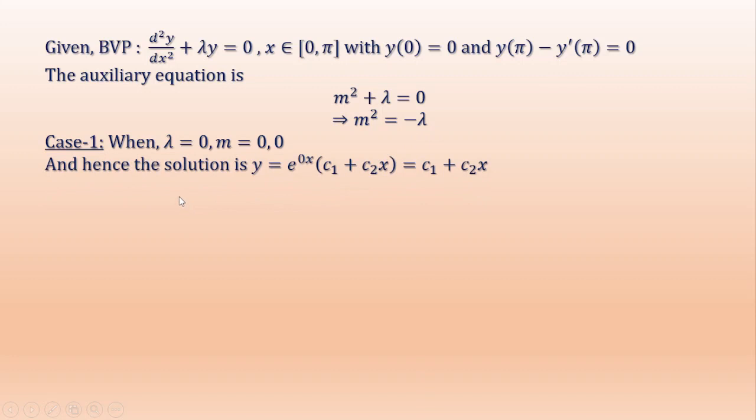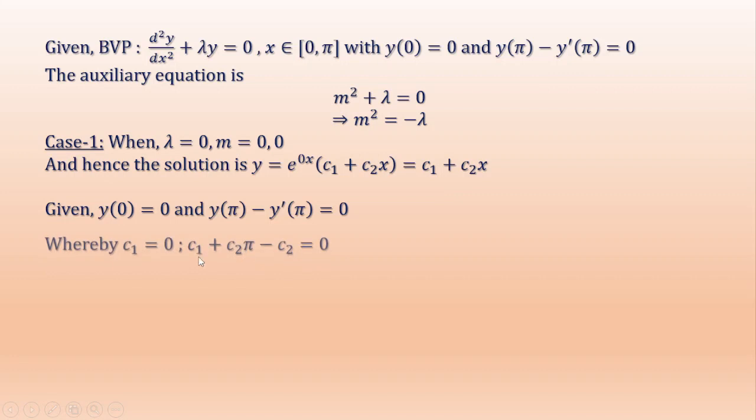Now we will get the solution as y is equals to c1 plus c2x. Now what we can do? We can apply the boundary conditions which are given. So, first of all, we apply y(0) is equals to 0, that is, y is equals to 0 when x is equals to 0. So, here we put x is equals to 0 and y is equals to 0. Then we get from this c1 is equals to 0.